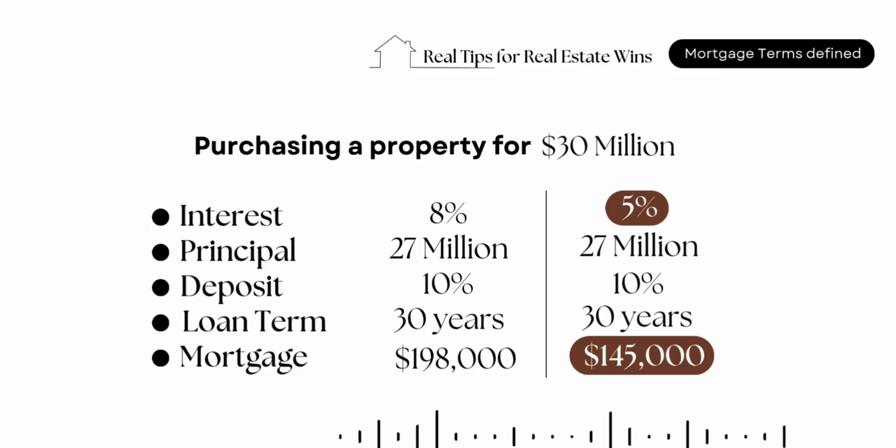but an interest rate of 8% will give you a mortgage payment of $198,000 per month, but an interest rate of 5% will give you a mortgage payment of $145,000 per month. And this is how you will be able to qualify for a loan with these terms to purchase the property that you want.